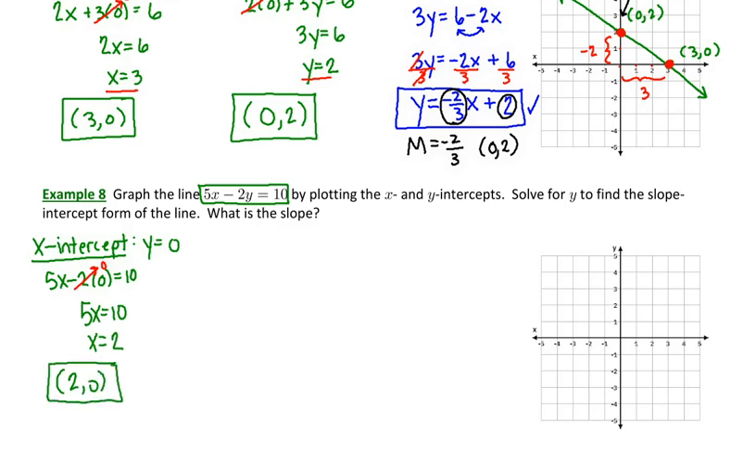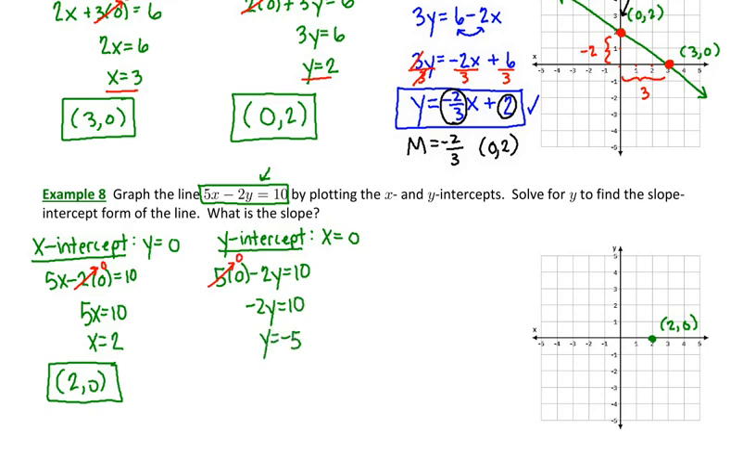I'm going to go ahead and plot that on the grid. Ordered pair 2, 0. Next, we'll find the y-intercept. And the procedure for finding the y-intercept is to set x equal to 0. So we go back to our original general form, and we're going to replace x with 0. Of course, this means we lose that first term, and we end up with the one variable equation, negative 2y equals 10. Dividing both sides by negative 2 gives us a y value of negative 5. So the ordered pair for our y-intercept would be 0, negative 5. So let's plot that on our graph.